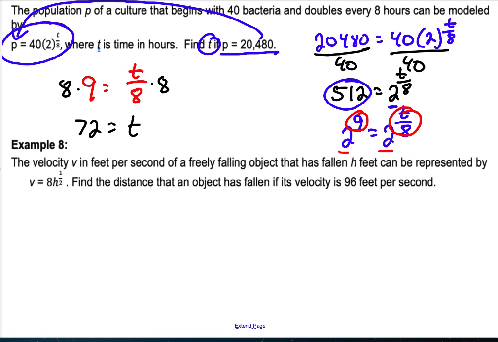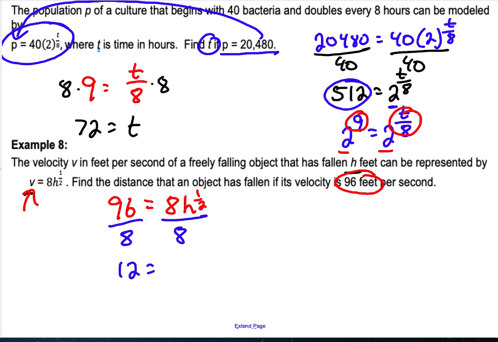All right, next one says the velocity v in feet per second of a freely falling object that has fallen h feet, so h is the number of feet that it's fallen, can be represented by velocity is equal to 8 times h to the 1/2 power. Find the distance that an object has fallen if its velocity is 96 feet per second. All right, so I'm going to plug in 96 in place of v. So 96 is equal to 8 times h to the 1/2. They're multiplying by 8, so I'm going to divide by 8. And I get 12 is equal to h to the 1/2 power.